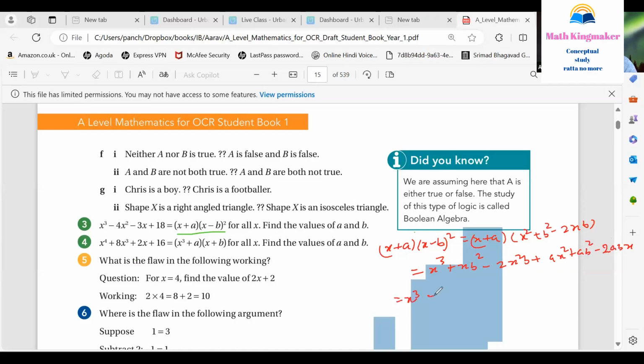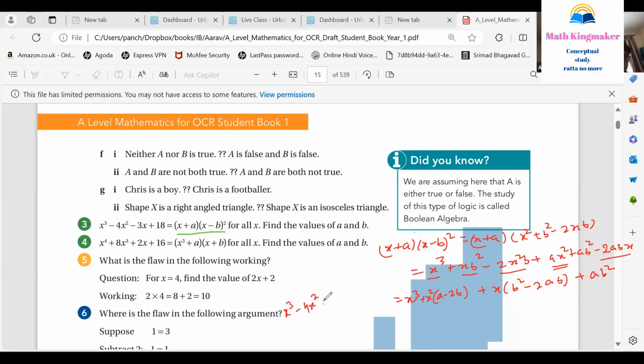So just separate that. The x square coefficient is this one, minus 2x square b, so x square into a minus 2b. Now the x coefficient is b square minus 2ab. And the constant term is ab square. Now you just have to compare those coefficients.